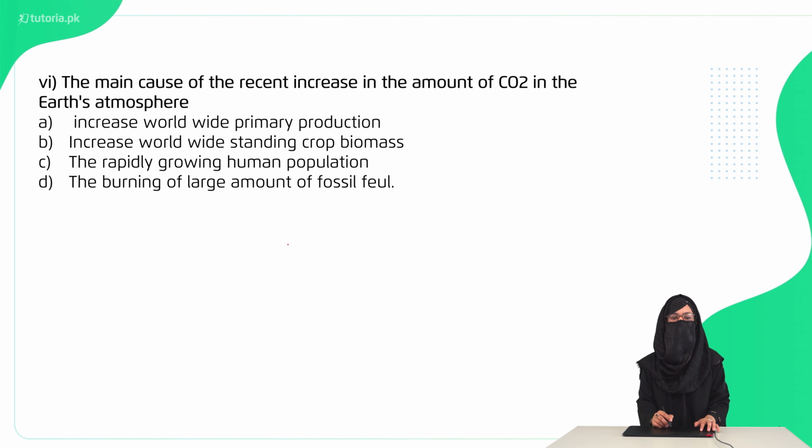Question 6: the main cause of the recent increase in the amount of carbon dioxide in the Earth's atmosphere. Option A, increase in worldwide primary production. Option B, increase in worldwide standing crop biomass. Option C, the rapid growth of the human population. Option D, the burning of a large amount of fossil fuel. The right option is option D, the burning of a large amount of fossil fuel.